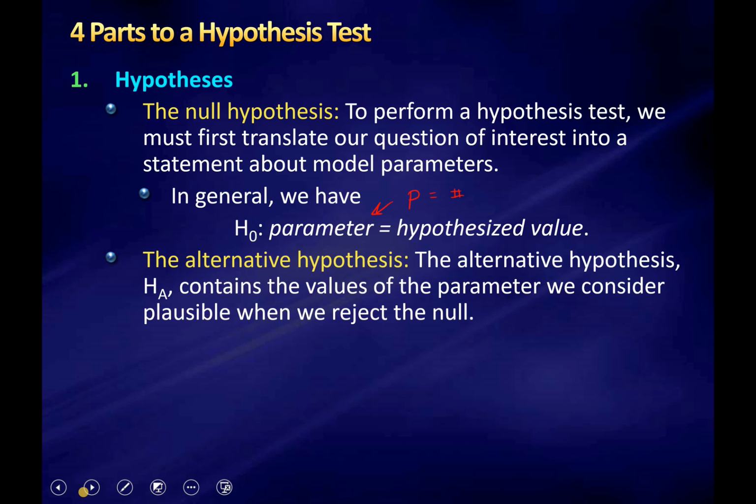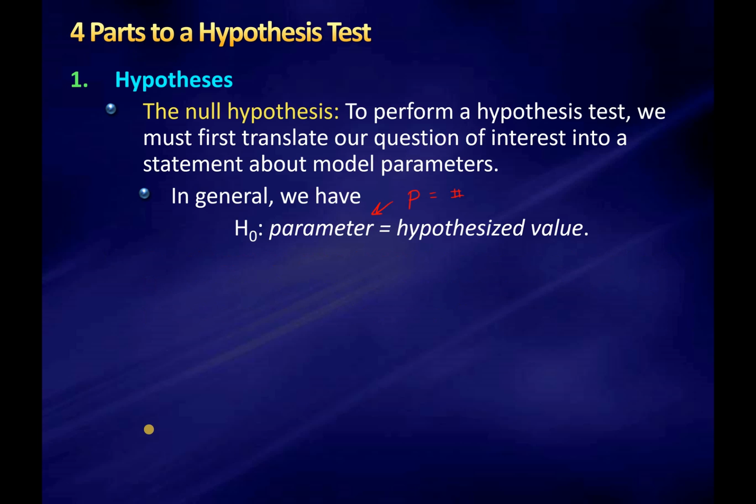The alternative hypothesis is usually what we're going for. What are we trying to show? If I believe that there is a change, then I'll say not equal to. If I believe that there's an increase, I'll say greater than, or a decrease, it'll be less than.